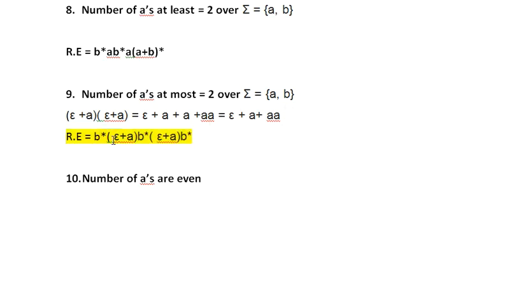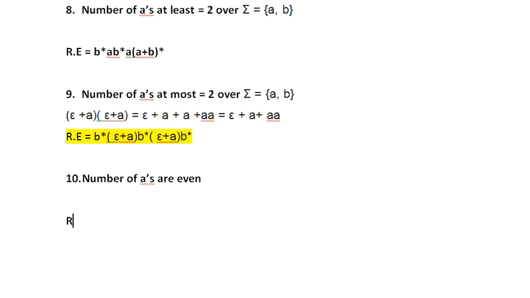Now if you haven't understood why I have done this, you can pause the video and go back to my previous explanation, where I explained why I have taken epsilon plus a twice. Okay, so this is how we have finished the number of a's. Now the last one, question number 10. Number of a's is even. Let us check it out. Number of a's is even. You can pause the video and try once.